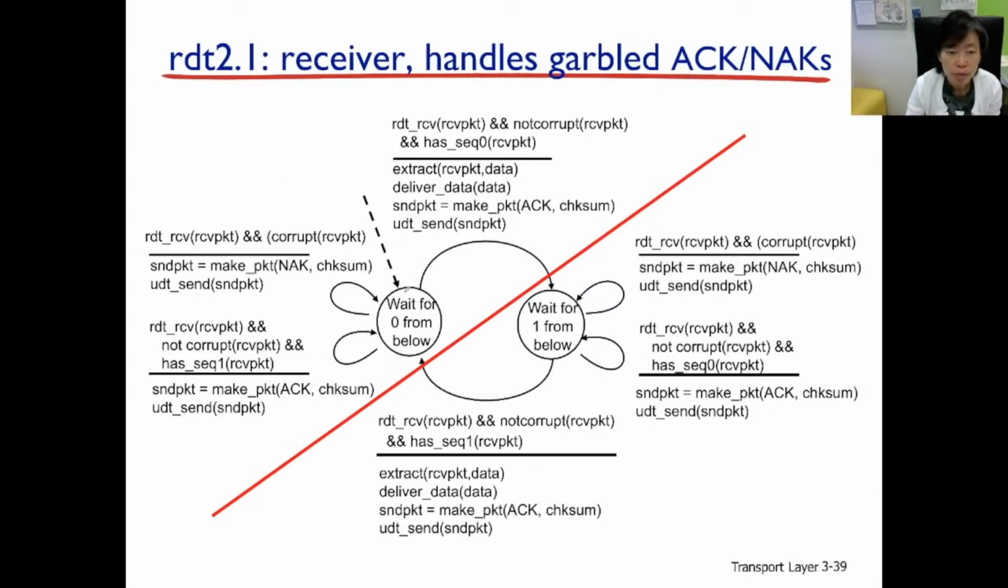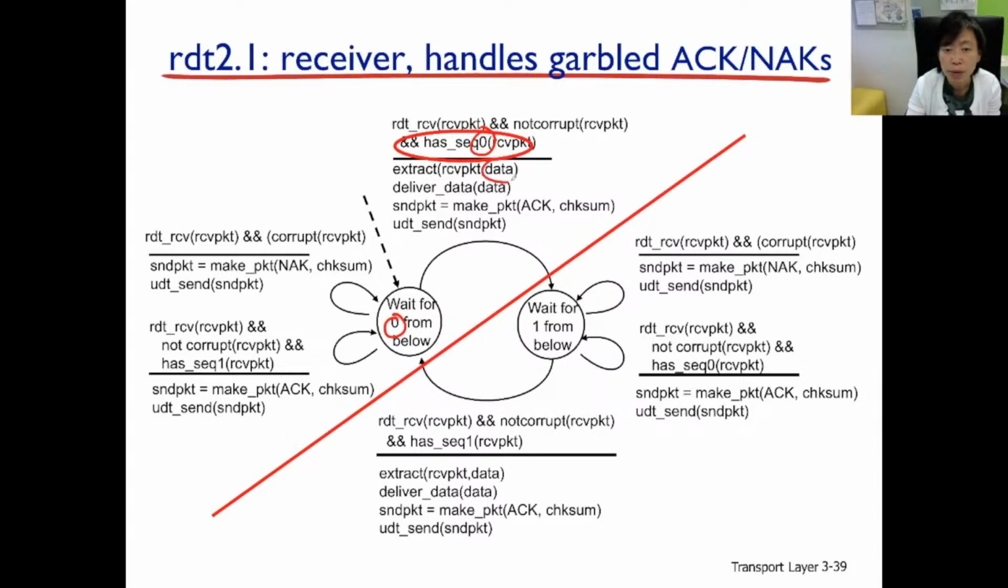At the beginning, the receiver will start from the initial state, waiting for packet 0 coming from below. Nothing's going to be wrong there, therefore it will trigger this condition, this transition. So, receiving a packet, no corruption, and it's carrying sequence number 0. Expecting 0, carrying sequence number 0.